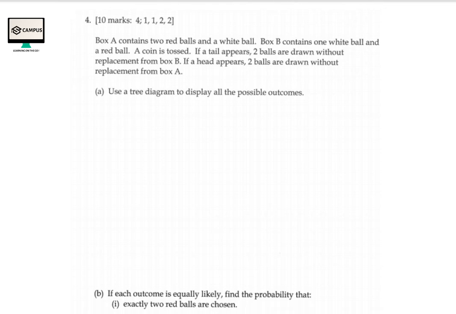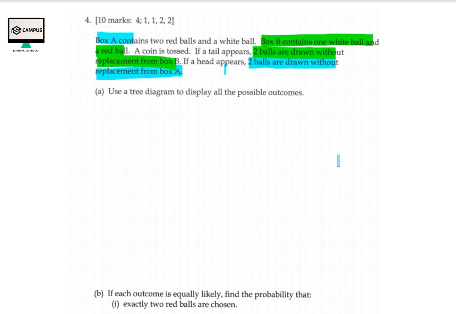Here we will be looking at the tree diagrams in a little bit more detail. All right, so let's have a go. Box A contains two red balls and a white ball, and box B contains one white ball and a red ball. So a coin is tossed. If tail appears, two balls are drawn without replacement from box B, where box B contains one white ball and a red ball. And for the other case, if head appears, two balls are drawn without replacement from box A, and box A contains two red balls and a white ball.